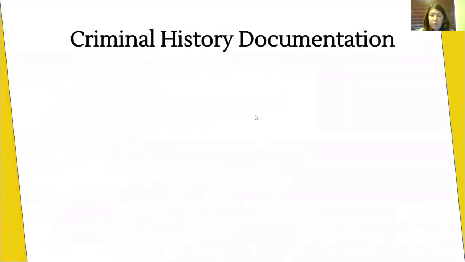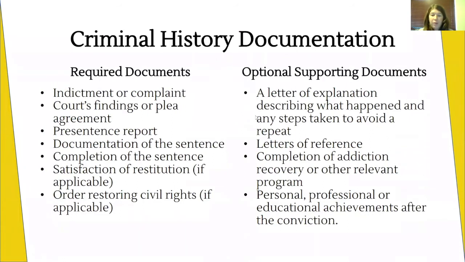So if you do have someone on your application that has a felony conviction or a pending charge, we do require that these documents be submitted with the application. That includes the indictment or the complaint, the court's findings or a plea agreement, a pre-sentence report, documentation of the sentence, completion of the sentence, satisfaction of restitution if this applies, and an order restoring civil rights if it applies.